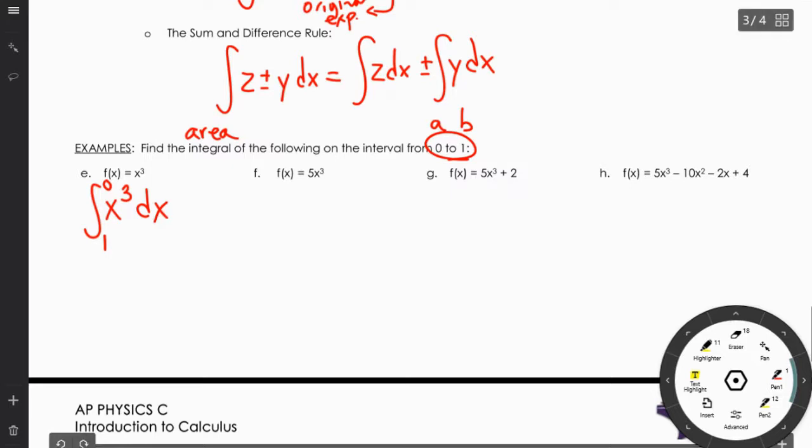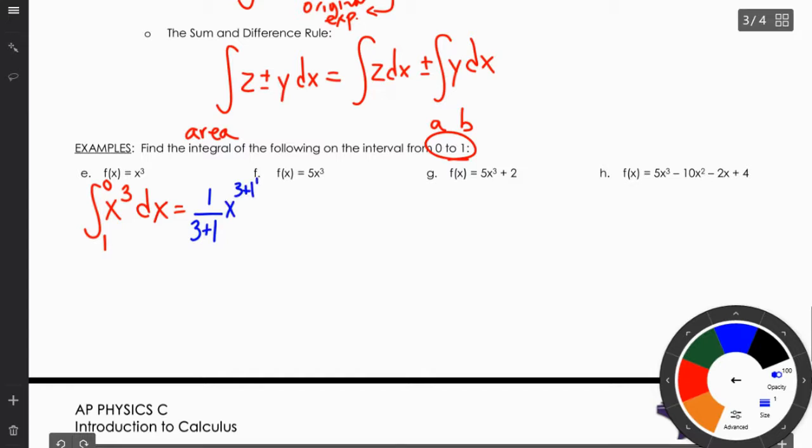Okay. Well, the first thing I need to do is figure out the integral. So I'm going to use my power rule. I'm going to do 1 over 3 plus 1 times x to the 3 plus 1. That's my power rule. And then I'm going to evaluate that from 0 to 1, and that's what this line means: evaluate. So if I simplify this, I get 1/4 x to the 4th evaluated from 0 to 1. And so I just simply put in 1/4 times 1 to the 4th minus 1/4 times 0 to the 4th.